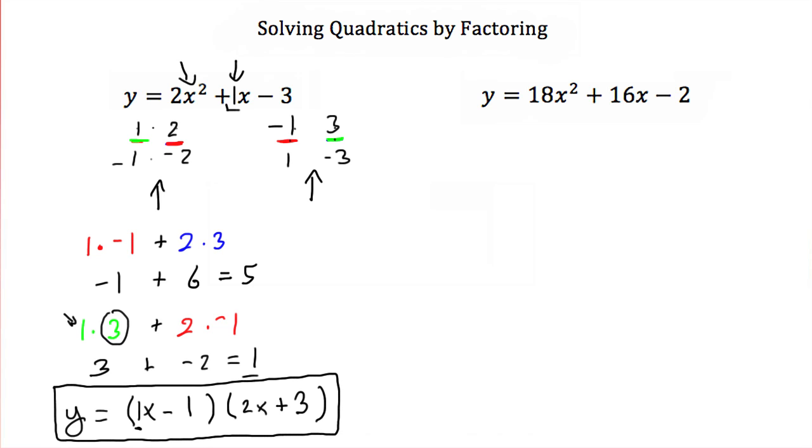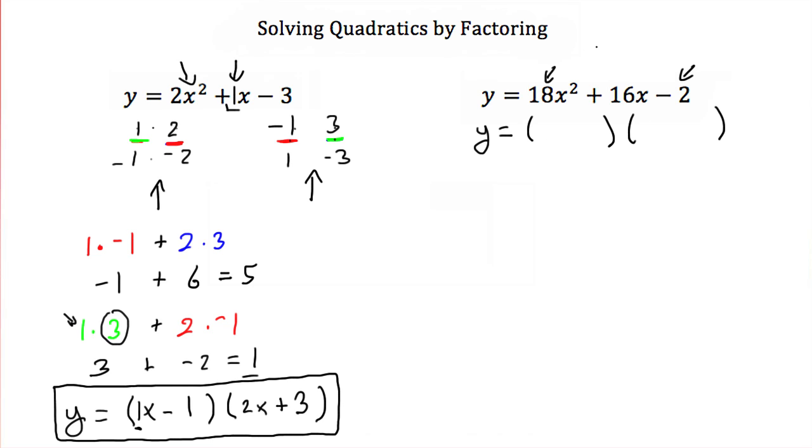Let's try this again. Here we have y is equal to 18x squared plus 16x minus 2. And again, we're trying to get this factored into two binomials, and we need to find all the factors of 18 and all the factors of negative 2.